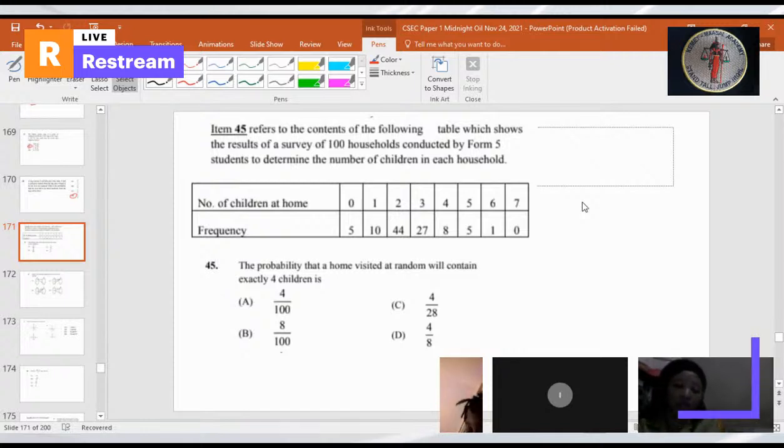What's the probability that a home visited at random will contain exactly 4 children?